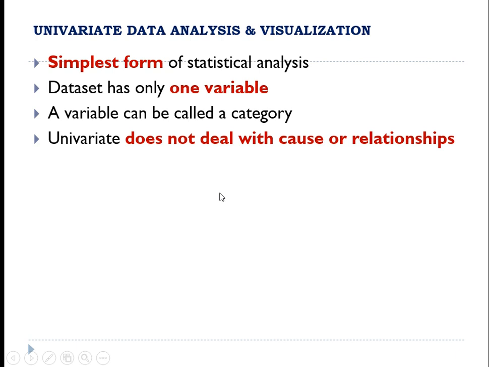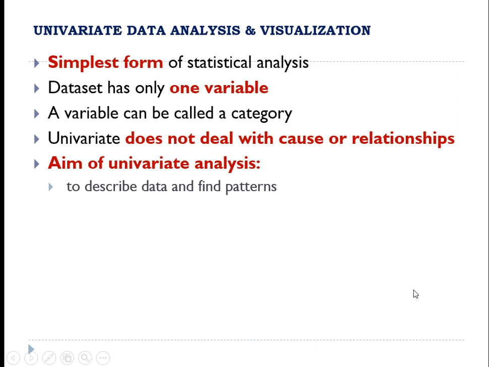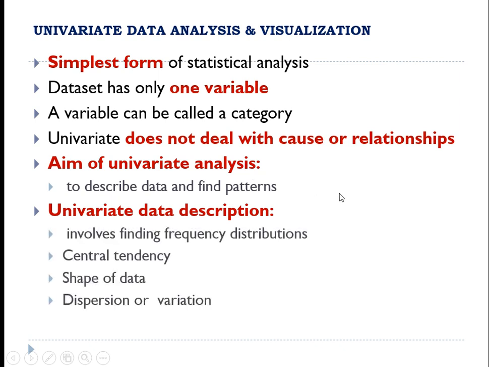In univariate data analysis, we do not deal with any kind of relationships between the data. The basic goal of univariate analysis is to describe the data and find patterns in the data. When you're talking about univariate data description, you might want to find the frequency distribution, the central tendency, the shape of the data, and how the data is dispersed, what the variations in the data are. So basically these topics we'll be discussing.